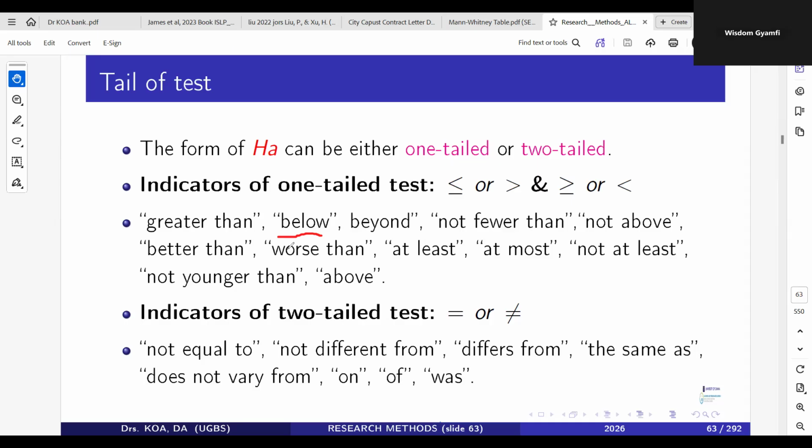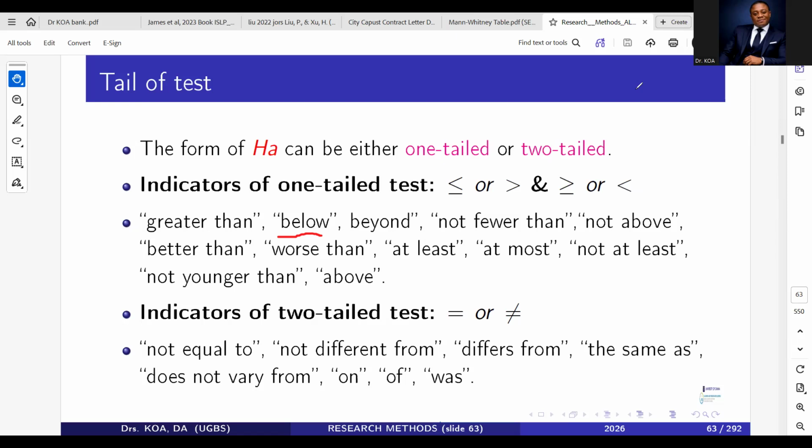Now, there are some English words that will also signify... Prof, if you say opposites, shouldn't the opposite of greater than or equal to be less than or equal to? No, we just corrected that. Some few minutes ago, we said that the opposite of less than is greater than or equal to. You remember? Okay. Yes.